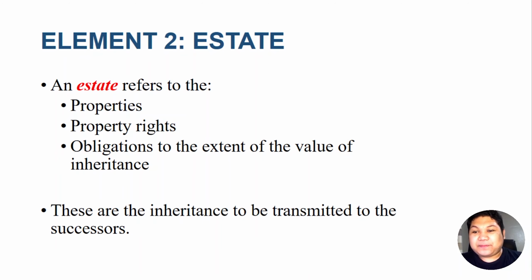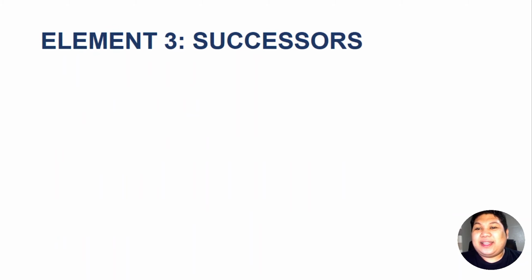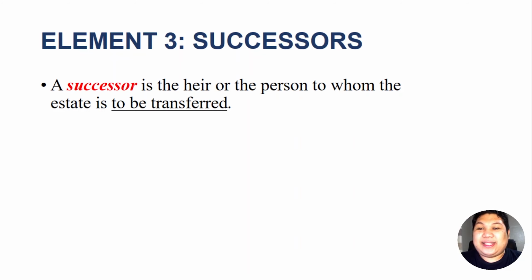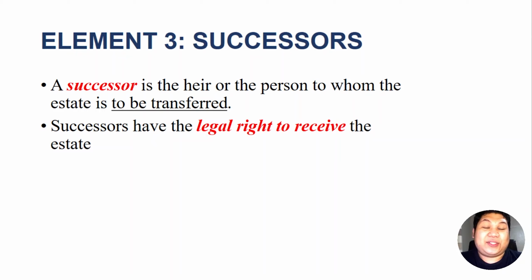Okay? These are the inheritance to be transmitted to the successors. So let's have the third element, that is the successors or heirs. A successor is the heir or the person to whom the estate is to be transferred. They are the person or persons who will inherit the property or the estate. Successors have the legal rights to receive the estate. So they have the right to receive, but they cannot be compelled to receive.